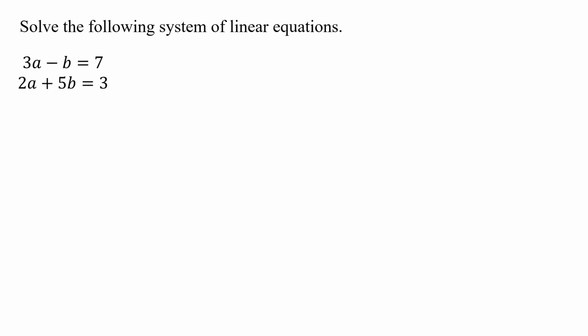So again, what do you multiply negative b by to get negative 5b? Well, you multiply it by 5. And so we're going to rewrite what we have. Here we go. 3 times 5 is 15, so we have 15a. Negative b times 5 is negative 5b. And 7 times 5 is 35. The bottom's going to stay the same.